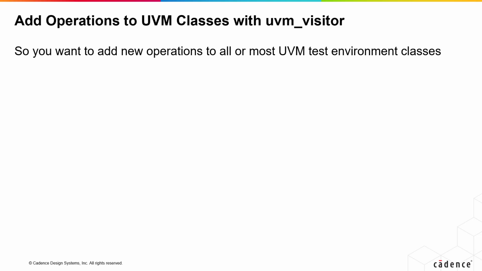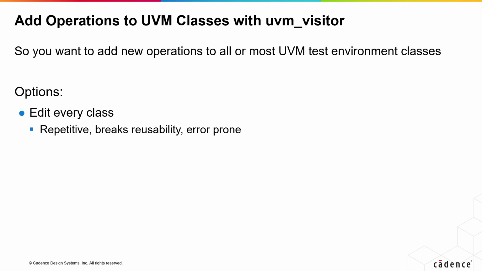So if we want to add a new method to all or most of our classes in a UVM test environment, then we have a few options. Obviously, we could edit every class to add the method, but that is a lot of copy-paste to edit every class, and we don't really want to be editing the source code of reusable UVCs.